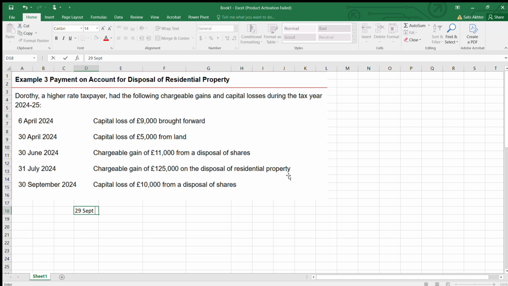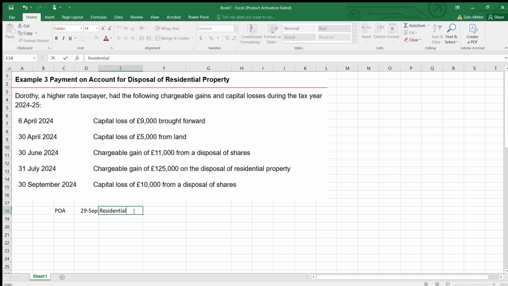So for 60 days, always count exactly 60 days, it's not 2 months, because some months might have 31 days. Because it is 31st July, after that August has 31 days. So in September we can't take the entire 30 days, otherwise 30 plus 31 will make 61 days. So 29th September will be the payment on account date for the residential property.